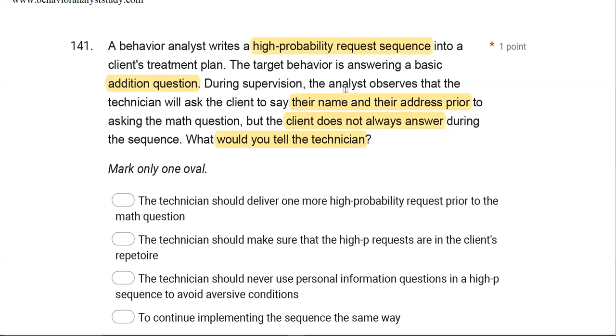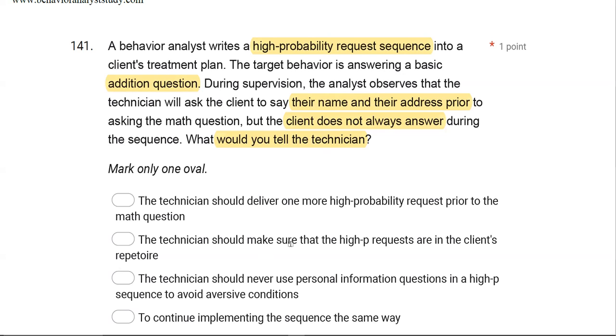Well, we're trying to use this high probability request sequence, which involves a lot of high probability requests followed by a low probability request for behavior momentum and to evoke that low P response. But if the client is not responding to the high probability request, that's an issue. So what would you tell the technician? A, the technician should deliver one more high probability request prior to the math question. Maybe, but that's not necessarily the issue here because the client isn't even responding to the current high probability request.